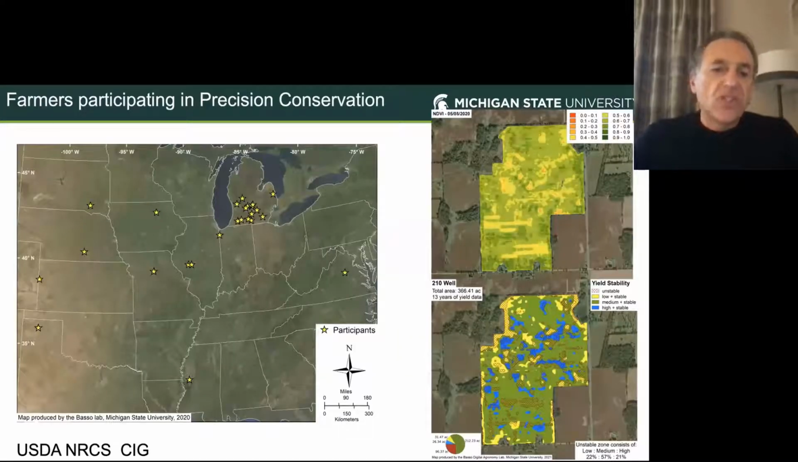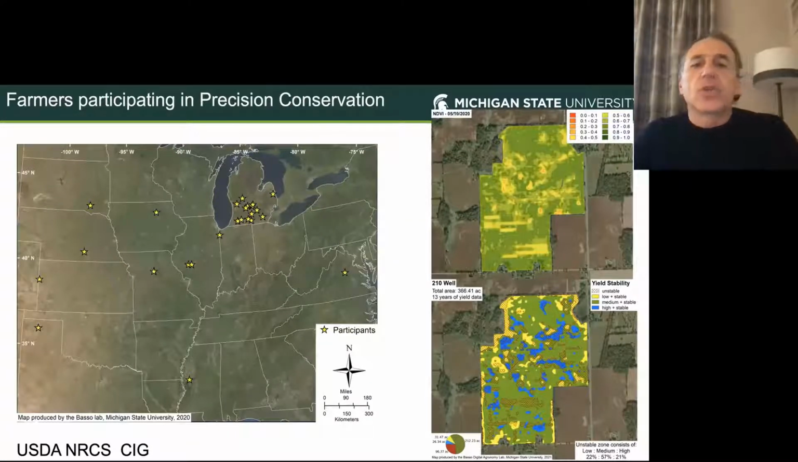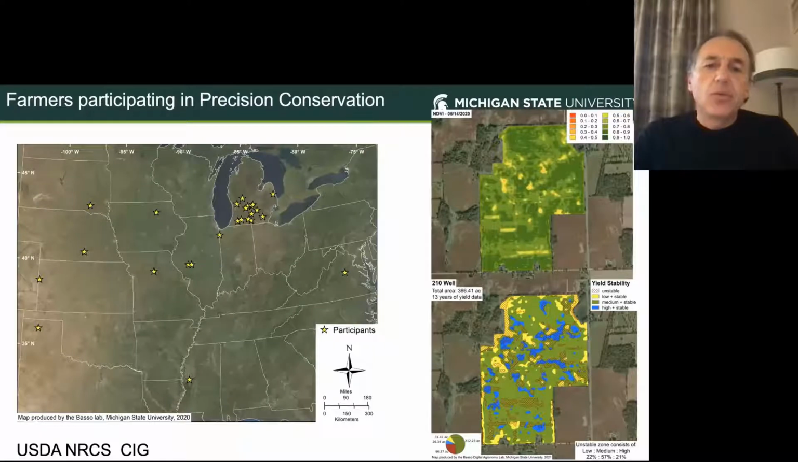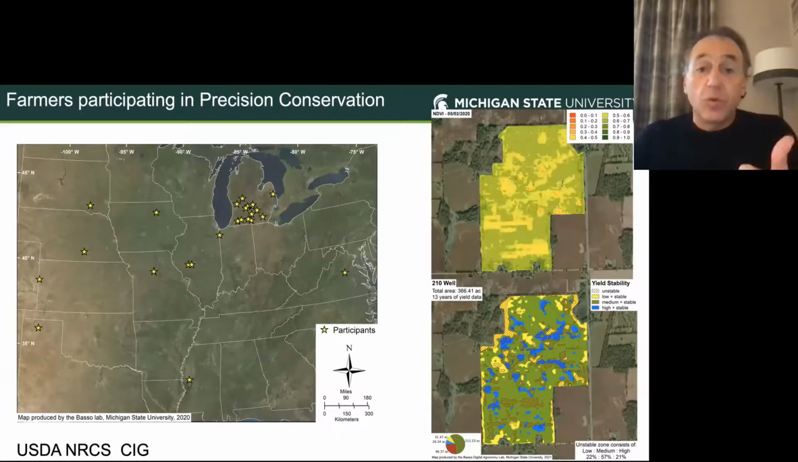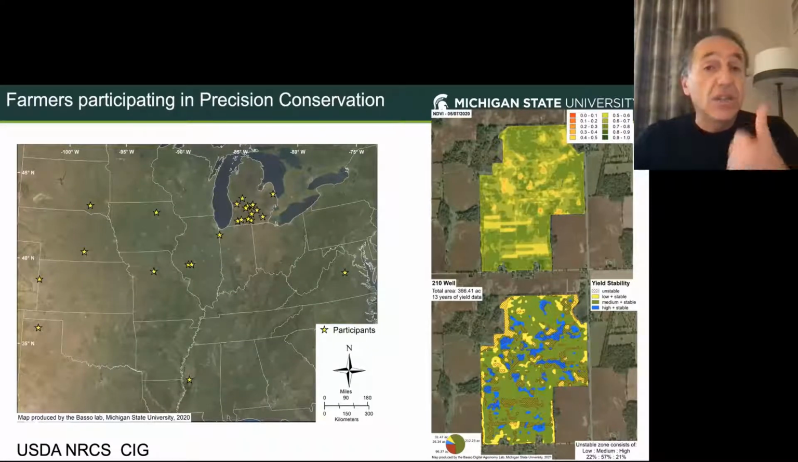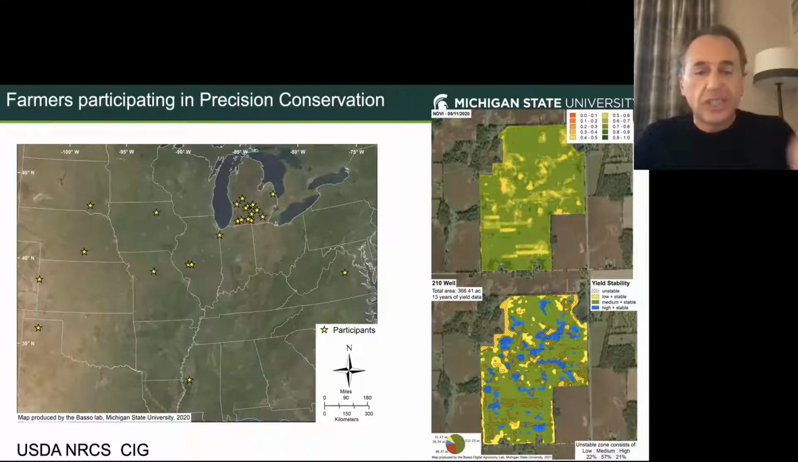So this is a project funded by the NRCS, the CIG, the Conservation Innovation Grants, where a big chunk of the funding goes to farmers to be able to do two things: either variable rate application in-season side dressing, rather than putting fertilizer all at the beginning of the season or in the fall and so on. And the other is precision conservation.